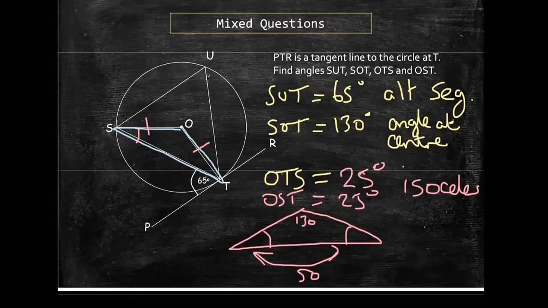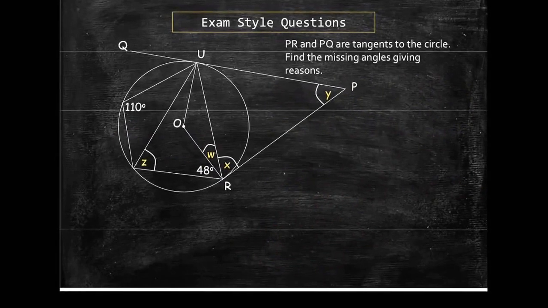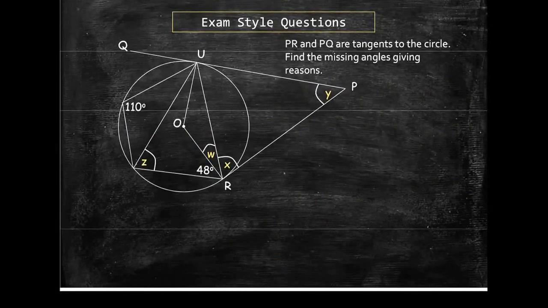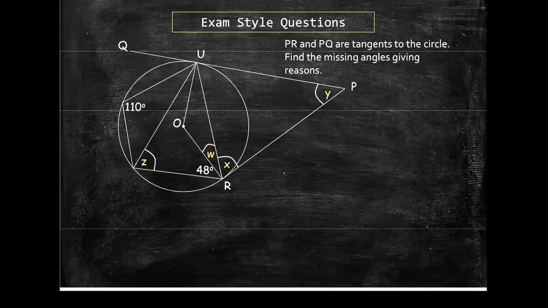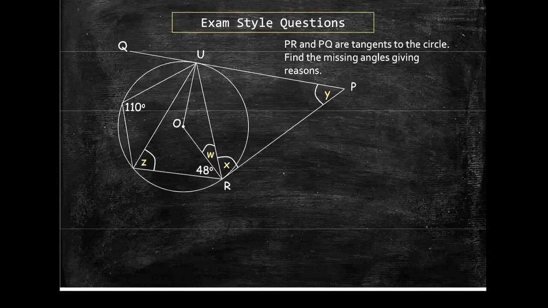Right, okay, last one. This is the final one that I'm going to go through. Have a look at this one. This is an exam style question. Again, a little bit more tricky. It says PR and PQ are tangents to the circle. This point U is where the line meets. We've got all kinds of lines meeting at U. Find the missing angles, giving reasons. Again, I want you to pause the video, have a go, and then I'll go through it.